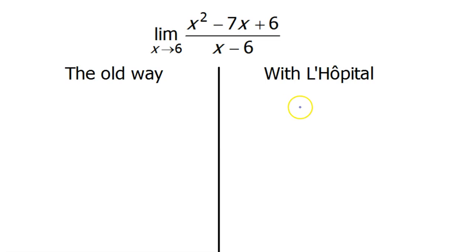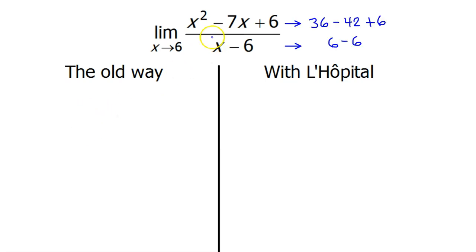Let's convince ourselves that L'Hopital's rule actually works by first finding this limit using the algebraic techniques that we learned back in Unit 1. We always try direct substitution first, but this gives us 0 in the numerator and 0 in the denominator, so we have to keep going.